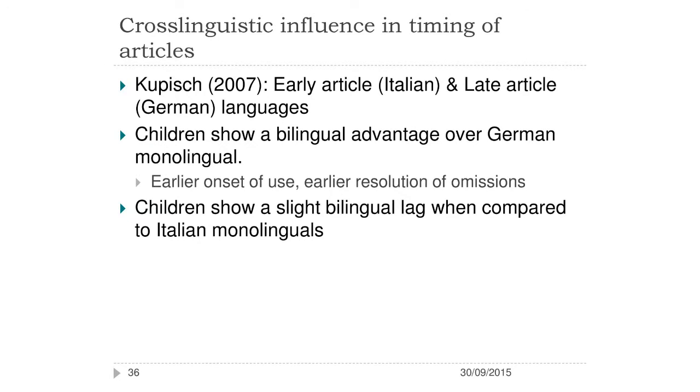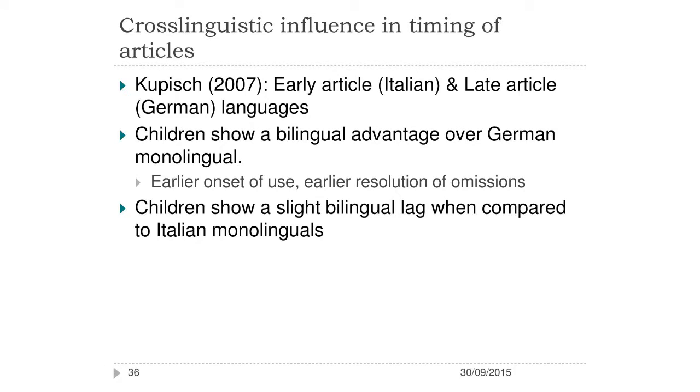Well, what happens is, for articles it's great. If you're a German child, and German is a slow language, you will have an advantage over German monolinguals, but you will have a slight disadvantage over Italian bilinguals. Italian is the fast language. So in a sense, you're kind of shooting for the average.